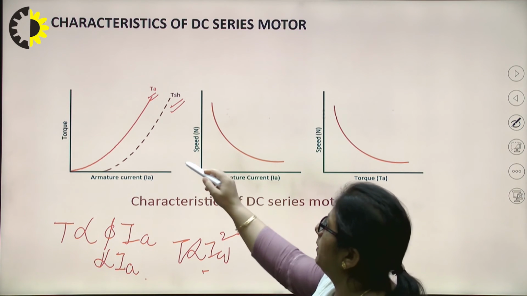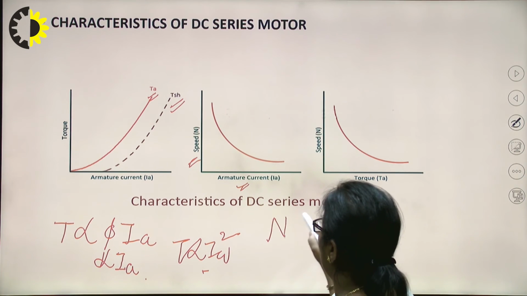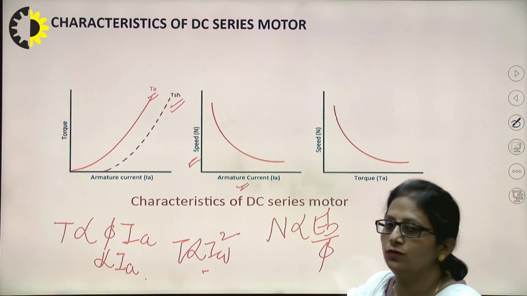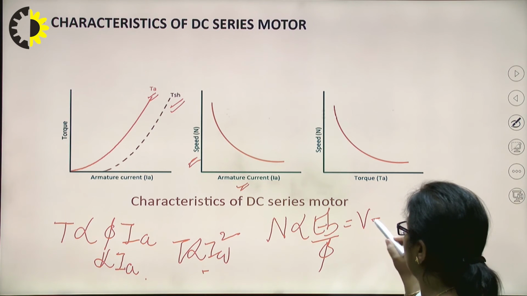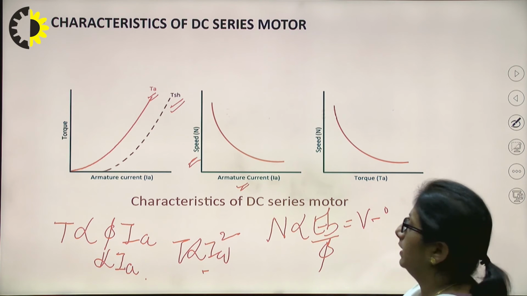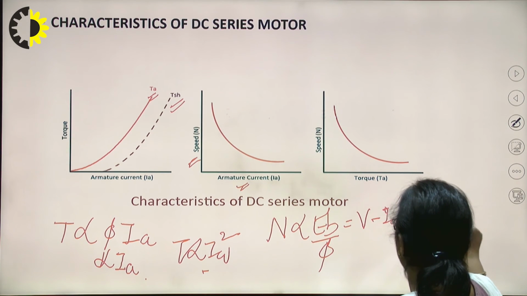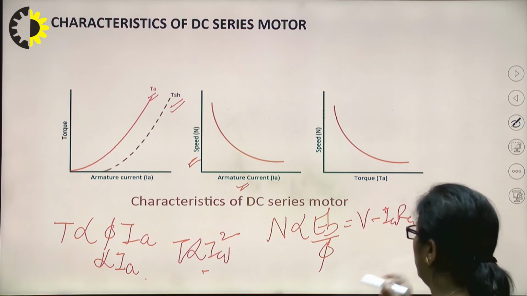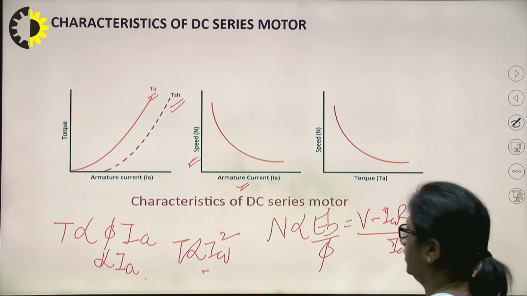Then the speed versus armature current. What is the relationship? If you just see, speed is proportional to back EMF by flux. How do you give the expression for the back EMF? That is given by V minus Ia Ra minus Isc Rsc, V brush I am neglecting, upon flux, where flux is nothing but proportional to armature current only.